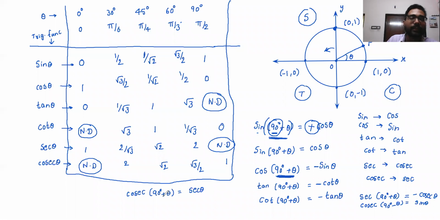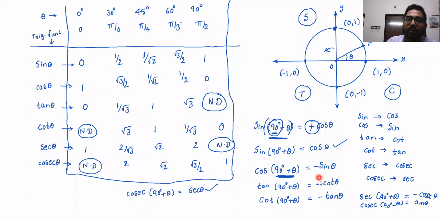Why plus secant theta? Because you see, in the second quadrant, cosecant theta is going to be positive, since in the second quadrant sine and 1 by sine are positive. Here 90 is there, so cosecant will change to secant, and in the second quadrant it will be plus. So only for sine of 90 plus theta and cosecant of 90 plus theta is it going to be a positive sign. For all others, it is going to be minus. You see here, it is a minus over here.